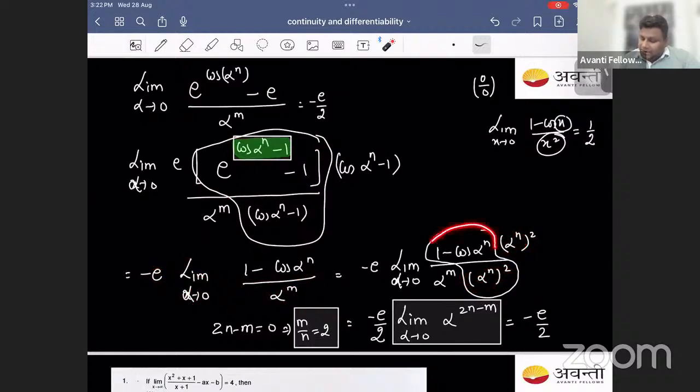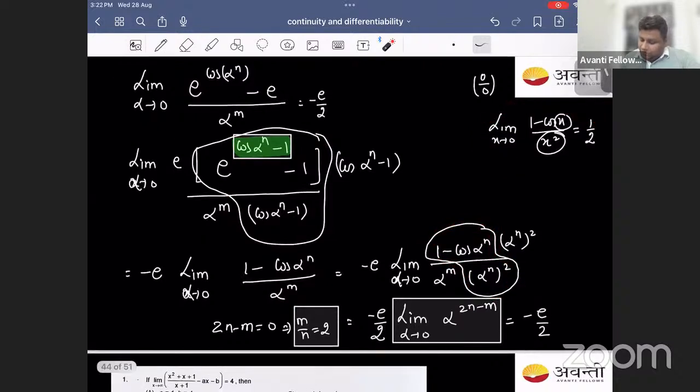Got it? So 1 minus cos 0 upon 0 square. Yeah, 1 minus cos x by x square. Limiting value is 1 by 2. So it became minus e into 1 by 2, which is minus e by 2. And we are left with limit alpha approaches to 0, alpha to the power 2n minus m. Now, what exactly do I want? That this term should not be here because this is the answer I was looking for. So for this term not to be here, this 2n minus m should be what? 0. So 2n minus m is 0. So m by n is getting 2. Got it? Such a very amazing question it is.